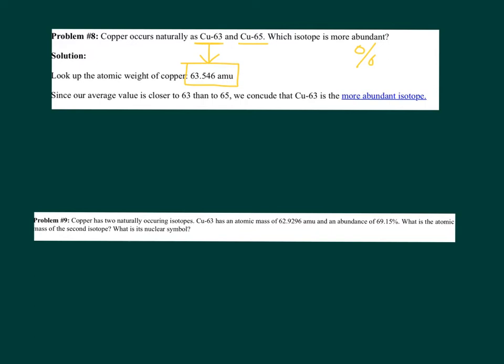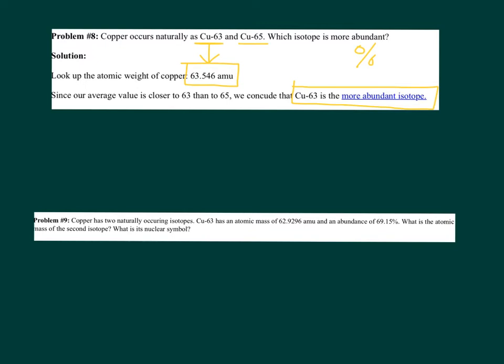So the one that is more abundant will be the one that is closer to the average. So here they're saying since our average value is closer to 63 than 65, we know that copper 63 is the more abundant isotope. And that was directly related to one of the homework problems on the second chapter. And a lot of people were confused by that and got it incorrect. So I wanted to make sure that I went over it.